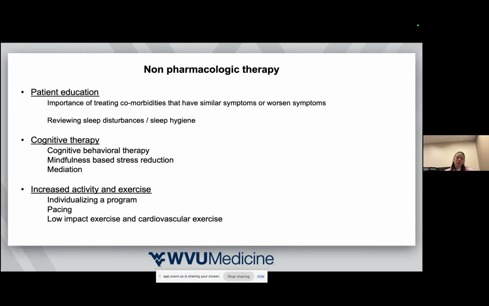And the other thing that really is important for these patients is increasing their activity and exercise. And it's hard because many patients will say exercise or activity makes them feel worse. So again, getting that buy-in. So trying to find a program that you think is going to be beneficial to them, making sure that they're pacing themselves, that it's going to be low impact, and then they can build off of that.